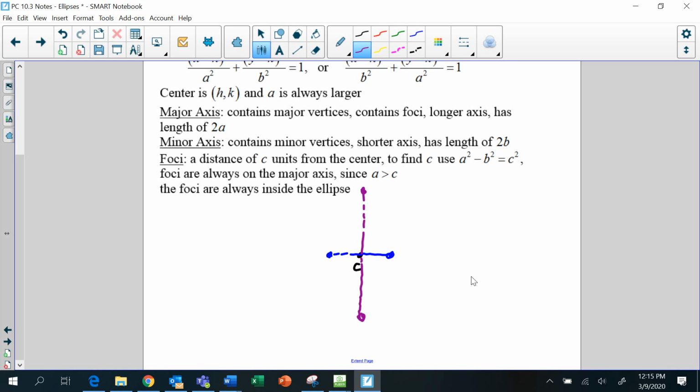Alright, you guys. Ellipses. We're going to knock like 2 examples out. We're not going to get through all of the notes. So this assignment, we'll do more examples tomorrow. You're not going to be able to do this without practice.